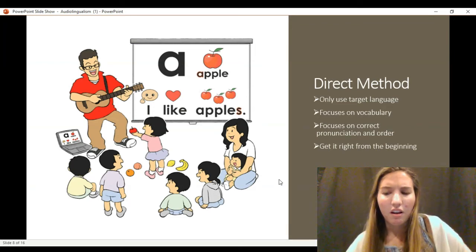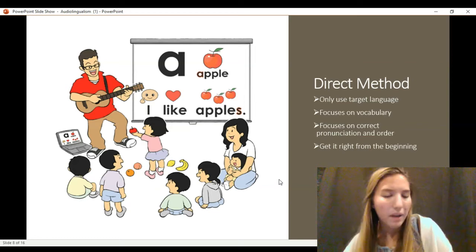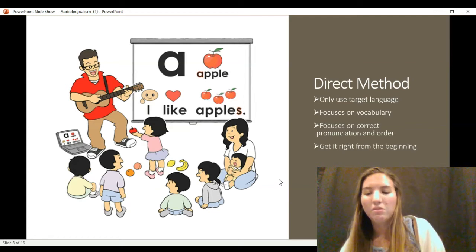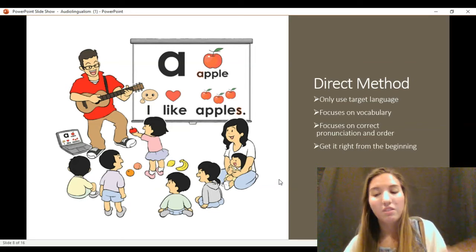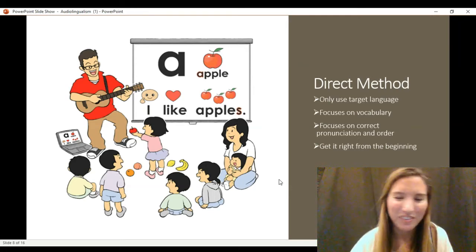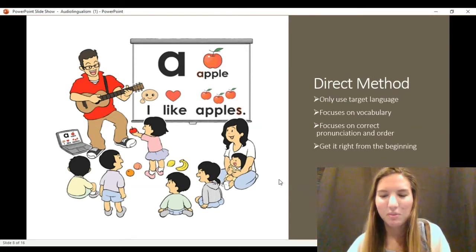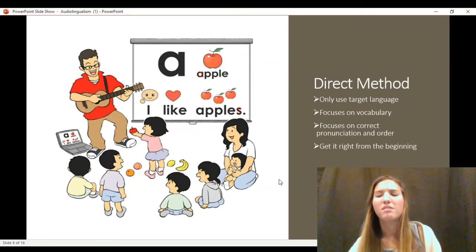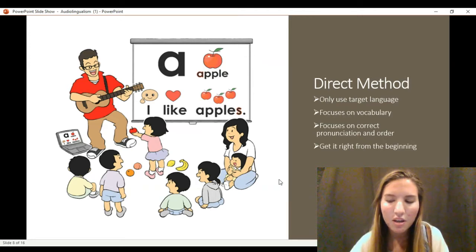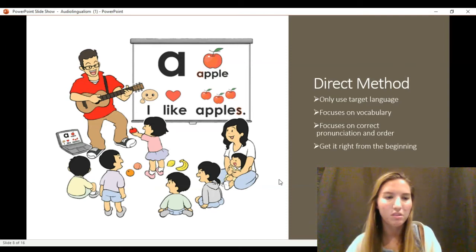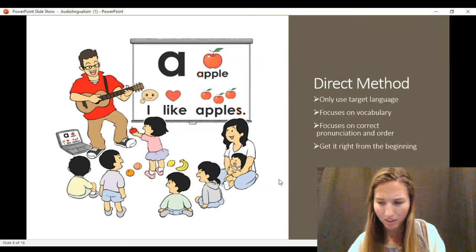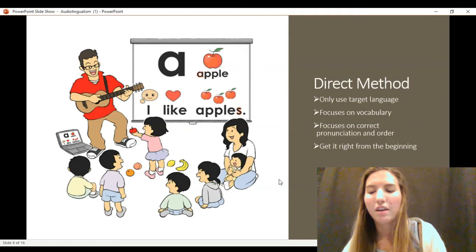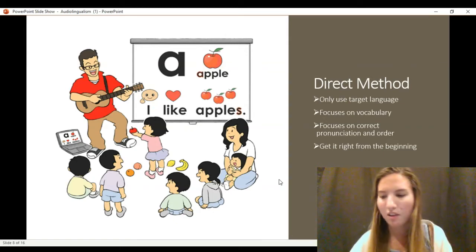The other method that audiolingualism takes from is the direct method, which advises that students should be taught a language directly, only using the target language. The major difference between audiolingualism and the direct method is that the audiolingual method does not focus on teaching vocabulary, but instead drilling students in the use of grammar. Both of these methods focus heavily on correct pronunciation and order.